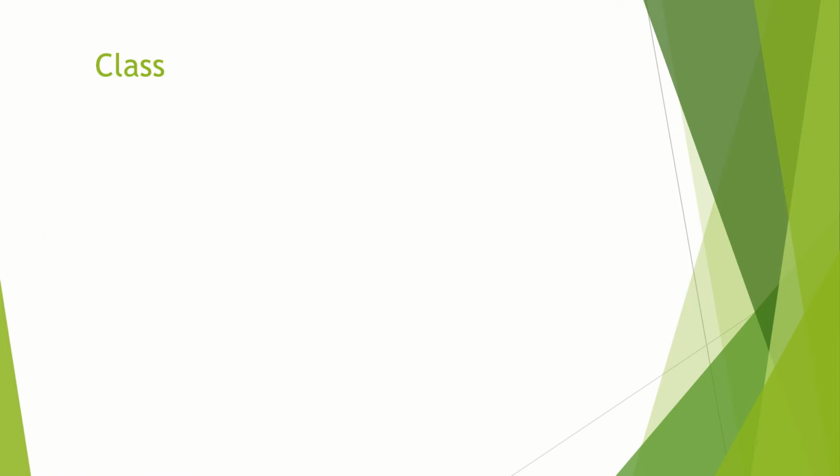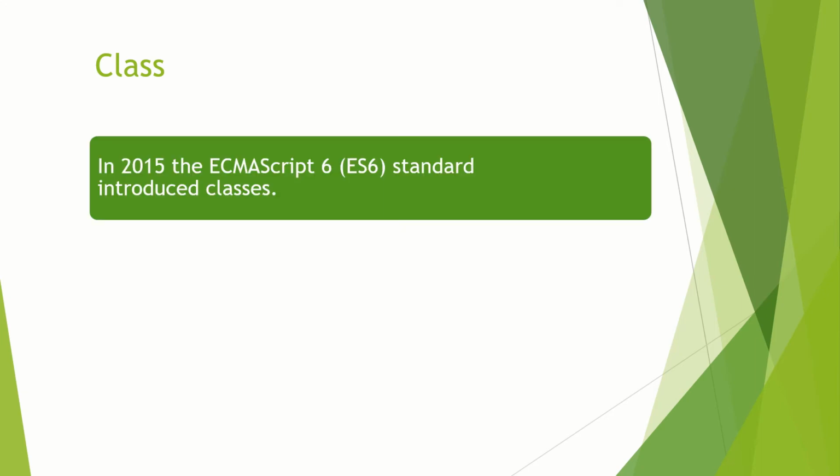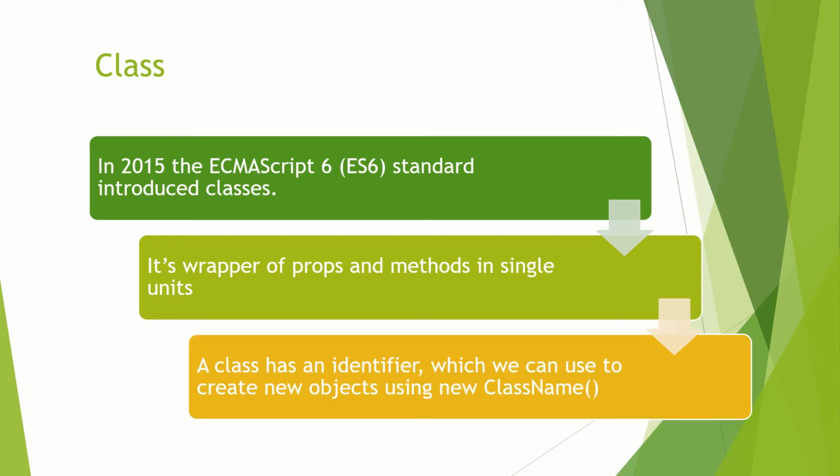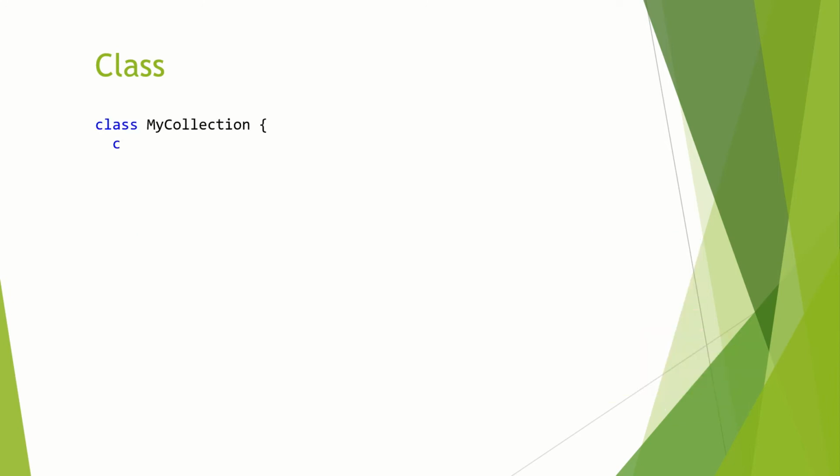Now let's understand the class. In JavaScript we can declare classes and later we can declare objects of those classes to use in our program. In JavaScript, classes were introduced in 2015. A class is nothing but a collection of props and methods in a single unit. It means a class contains a list of variables and functions that we can use later in our program. So this class is an identifier that we can use to declare the object. Now let's understand it by example.